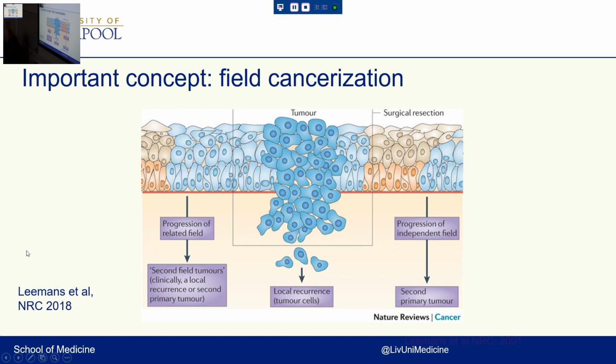And if you're looking for a paper to pick up just to have a look at the current ideas in head and neck cancer molecular pathogenesis, a very layman's paper in Nature Reviews Cancer is one just to pick up. You'll get the main messages from that one paper.